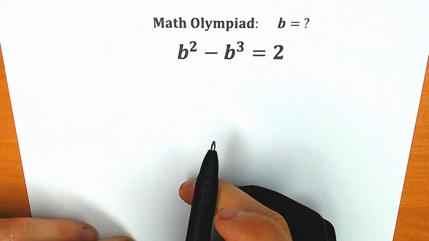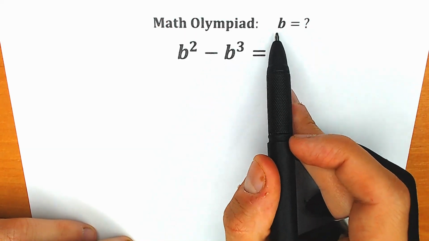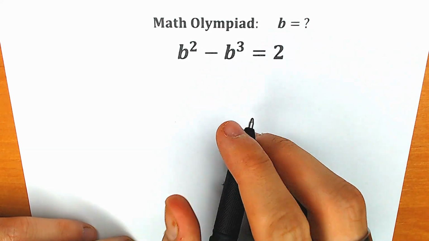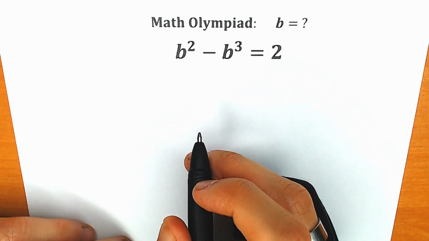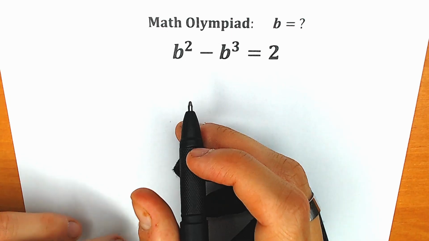Today we have a very interesting equation: b squared minus b cubed equal to 2. We need to solve this equation for b, so if you have your solution, you can write it in the comments below and then we will check our answer. It will be really interesting to exchange our information at the end of the video.